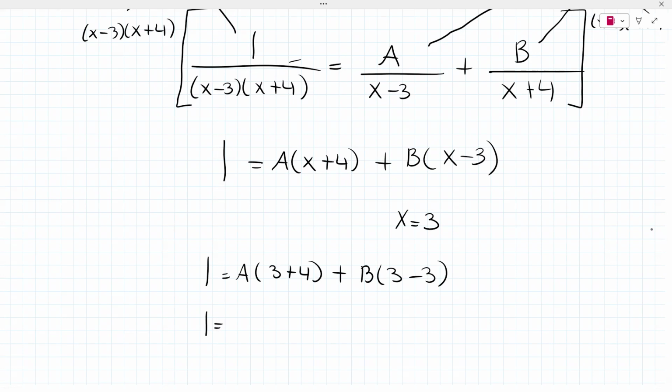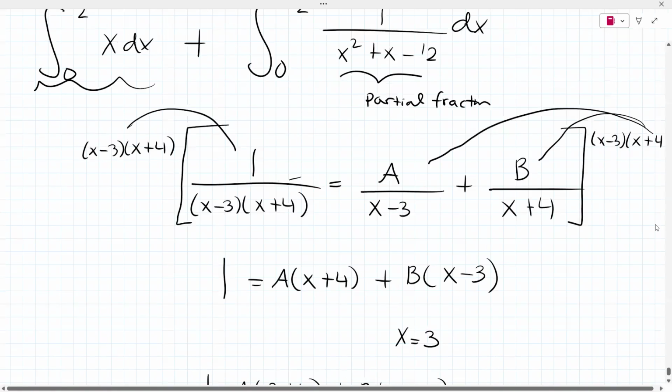And then 4 plus 3 is 7, so it's 7a. And then 3 minus 3 is 0. So the b's cancel. Now solve for a, so you're going to divide this by 7. So a is 1/7. Let me box that. Now, what about b?